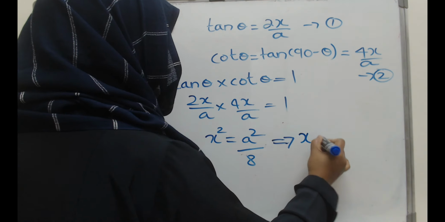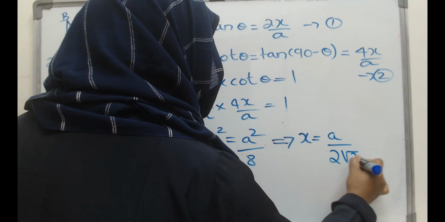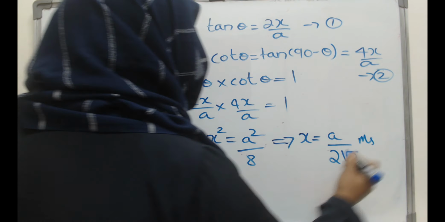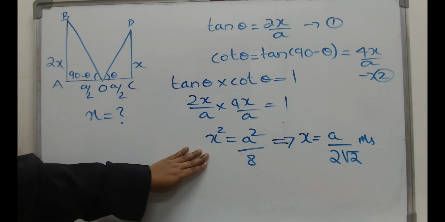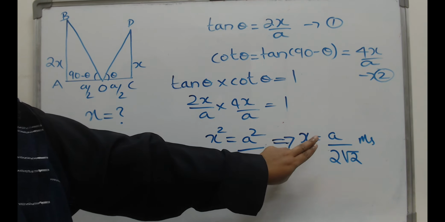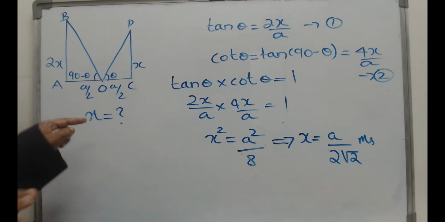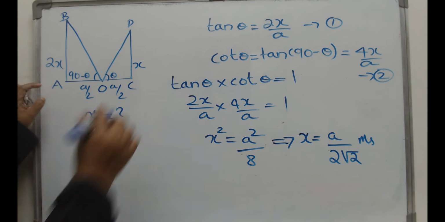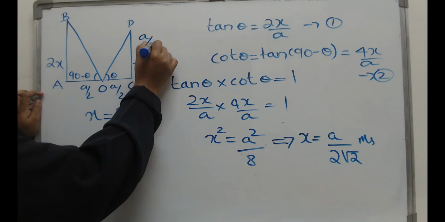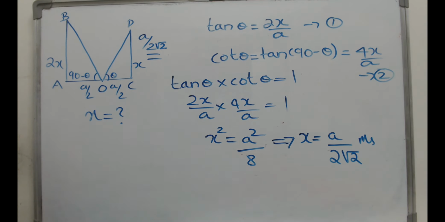While taking the square root you will get a positive and a negative value, but we can ignore the negative value because we are talking about distances here. So we are taking only the positive value, and do not forget to put the unit. So how much is the length of our smaller tower? Its length is a by 2 root 2 meters. This is the answer that we are looking for.